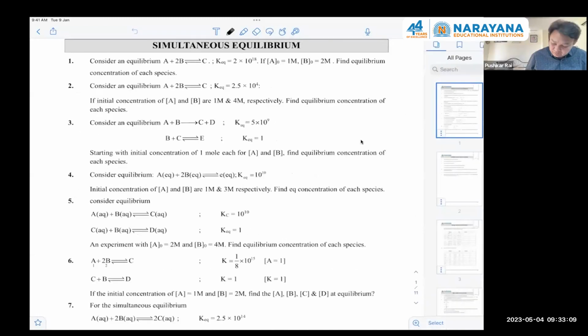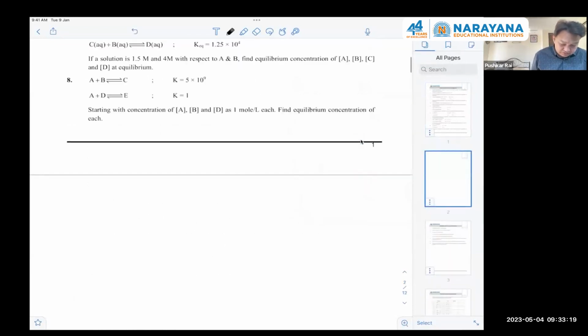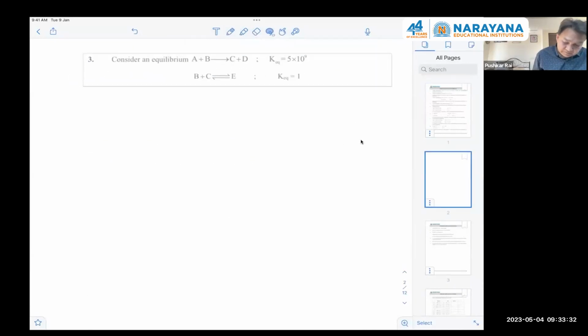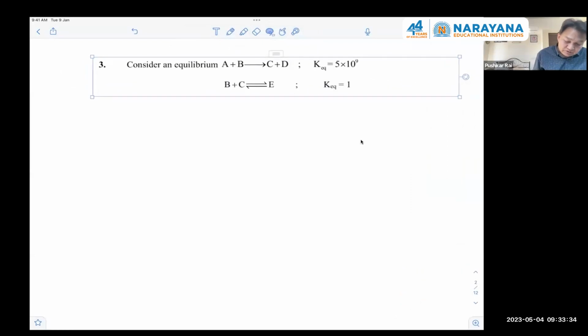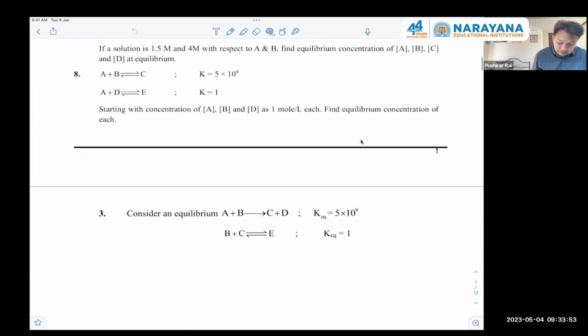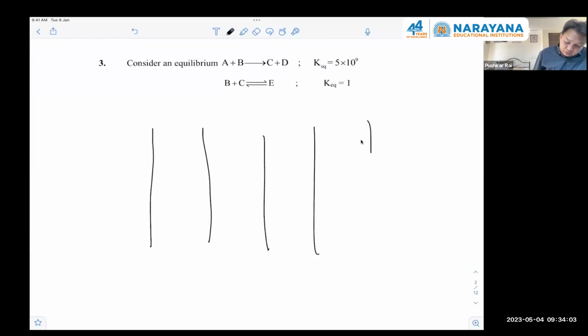Fantastic. So just confirm how you have done this. What is your method of doing the problem? I would like to do this problem like this. Starting with initial concentration 1 mole each of A and B, so I have to start with A, B, C, D. Generally I used to do this problem like this. I don't know how you have done it.